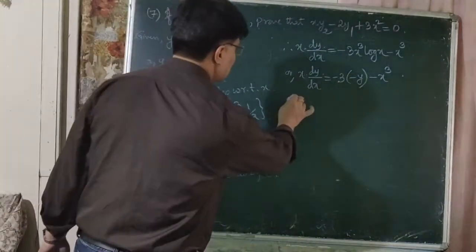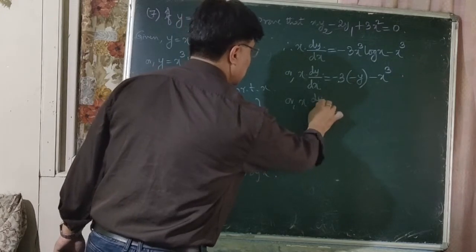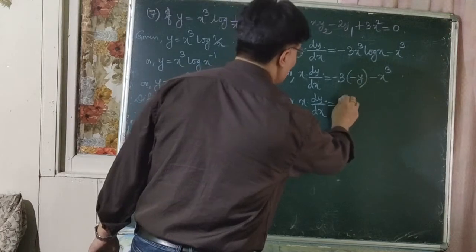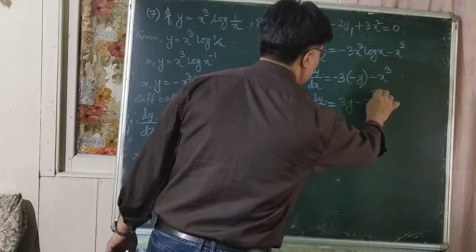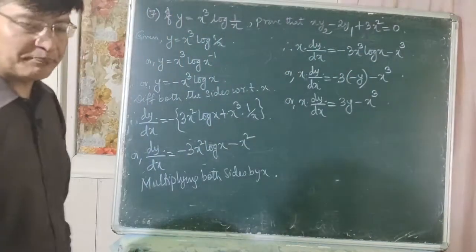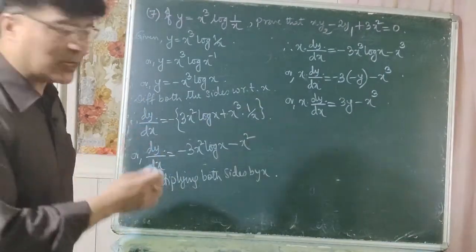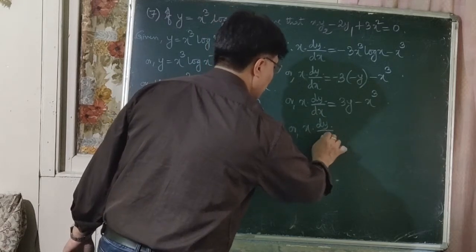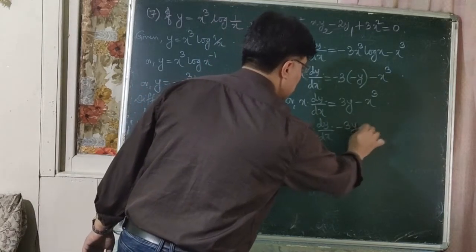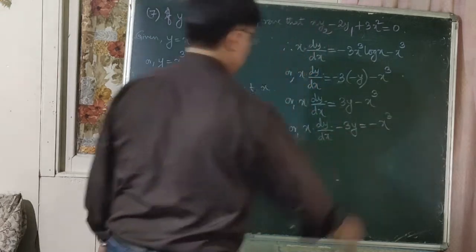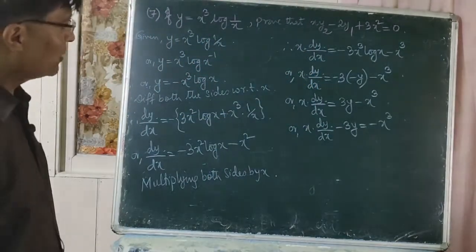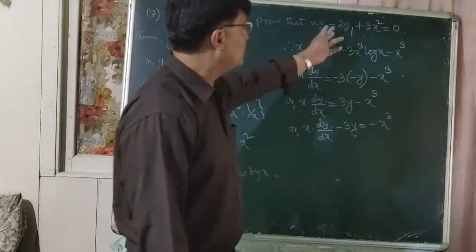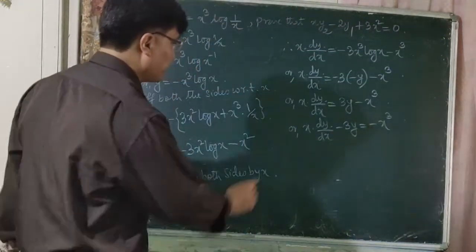So x into dy by dx is equal to, now multiply them, minus into minus plus 3y minus x cube. Okay, now this 3y is taken to the left hand side, so what does it become? x into dy by dx minus 3y is equal to minus x cube. Okay, now again you have to differentiate both the sides with respect to x to prove this required result.